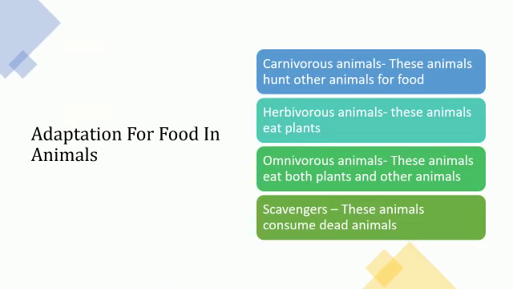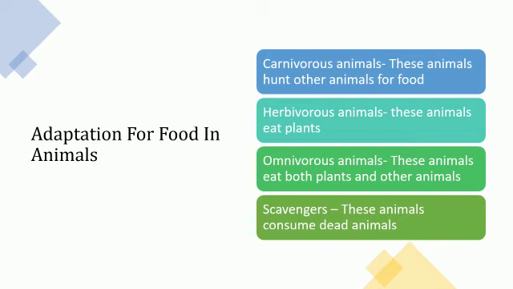Adaptations for food in animals. Animals eat plants or other animals. Their teeth and body parts are adapted to the kind of food they eat. The first category is carnivorous animals. These animals hunt and eat other animals. They have sharp teeth, claws and strong legs.